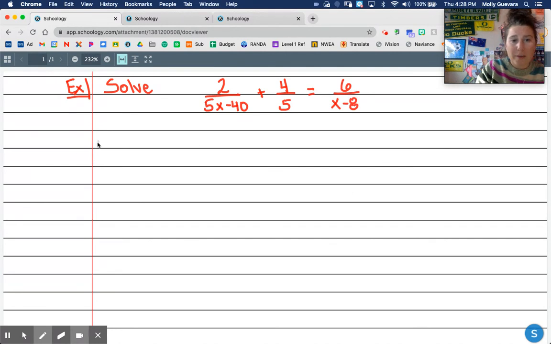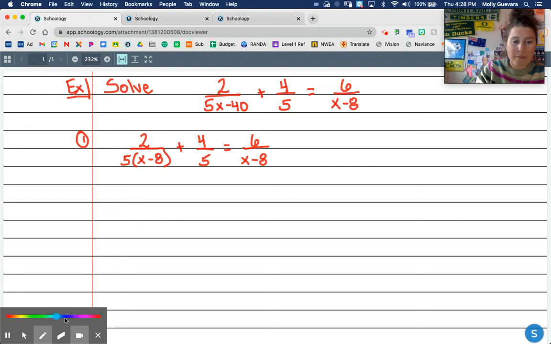Okay, so my first step is I need to factor everything, right? So step 1, I have 2 over 5x minus 40, which factors to 5 times x minus 8. 4/5 does not factor, and neither does 6 over x minus 8. But I was able to factor this. Then step 2, I need to multiply by the denominators.